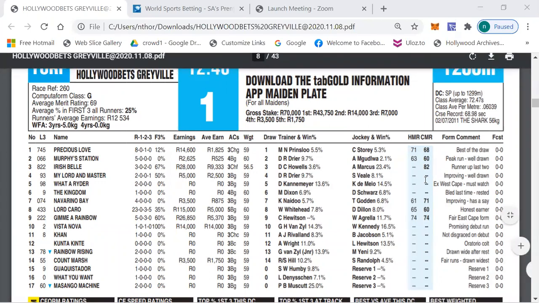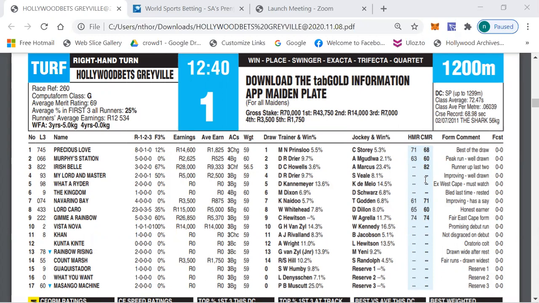Welcome to another edition of Outside the Genie, where we will do the preview of today's racing from Greyville on the turf track, today, 8th of November. Before we start looking at the form and the betting, just one or two things I would like to touch on.